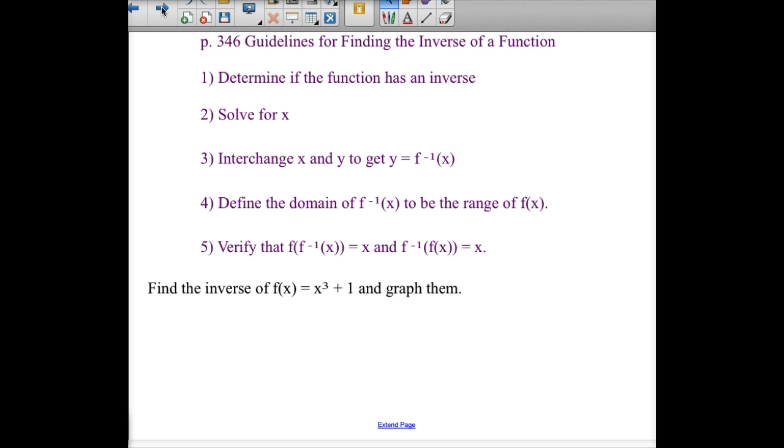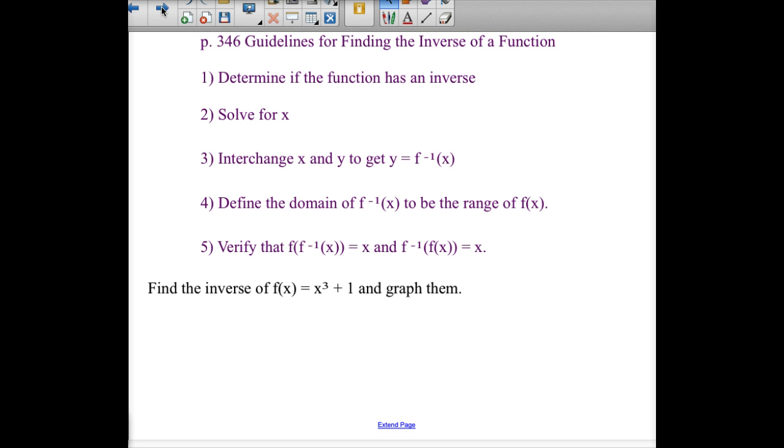And then define the domain of the inverse as the range of f of x. Verify that the inverse of f put into the f function equals x, and the f of x put into the inverse equals x. So after step 3, you found the inverse. Steps 4 and 5 are extra things that the book might ask you to do, or a test might ask you to do.